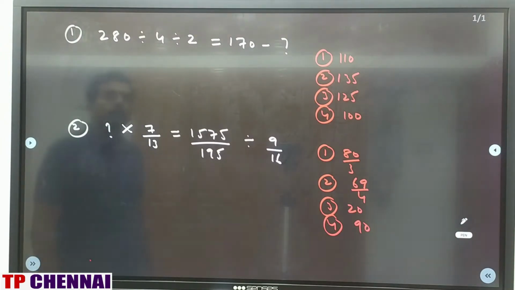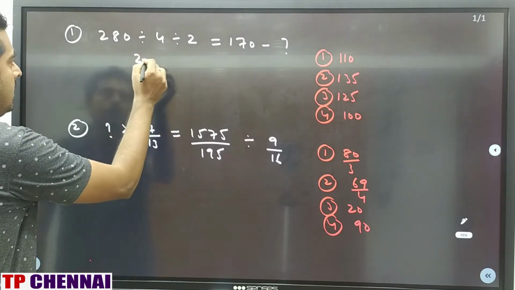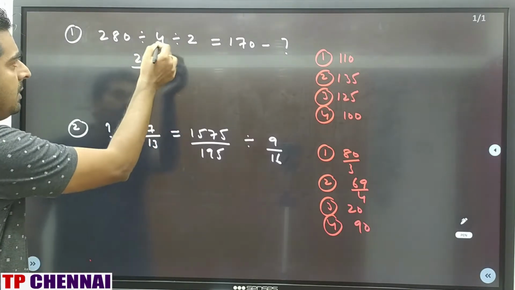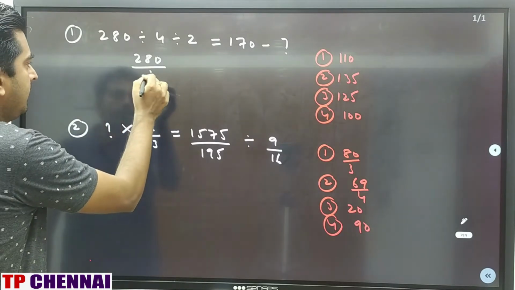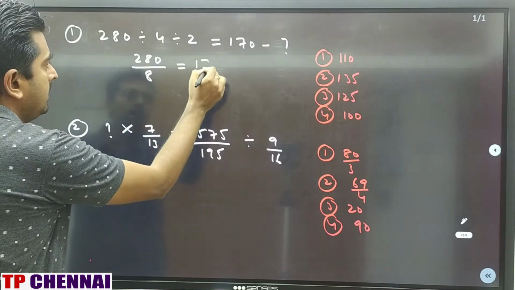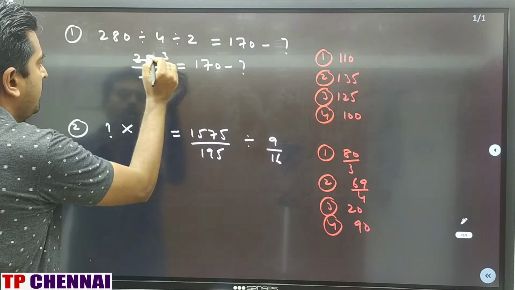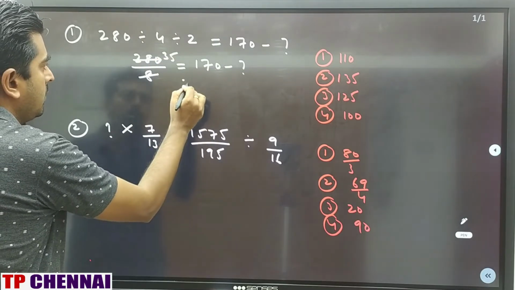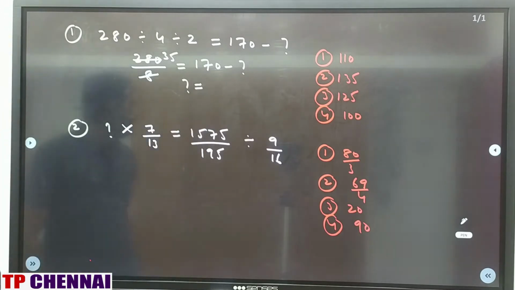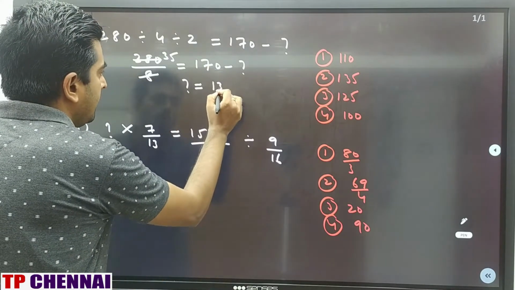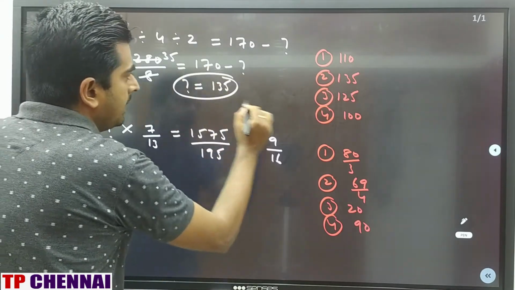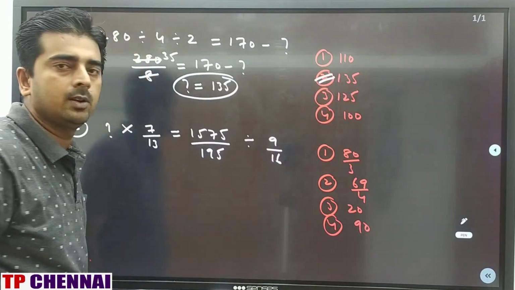First one, 280 divided by 4 divided by 2 is equal to 170 minus question mark. So this is 280 divided by 1 by 4 into 1 by 2, which is 1 by 8, is equal to 170 minus question mark. So question mark is equal to 170 minus 35. What is the answer? 135. My answer is 135, which is the second option.